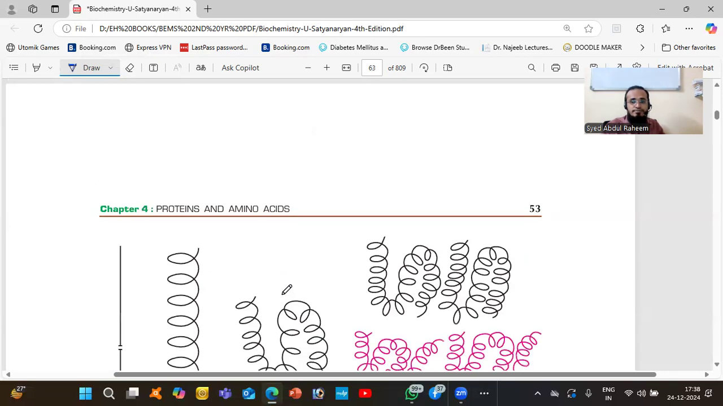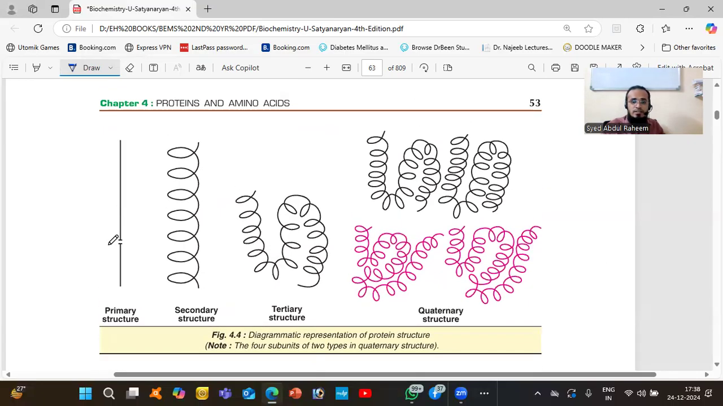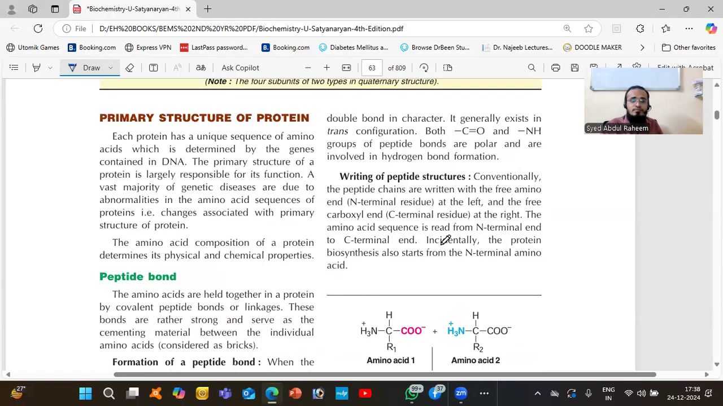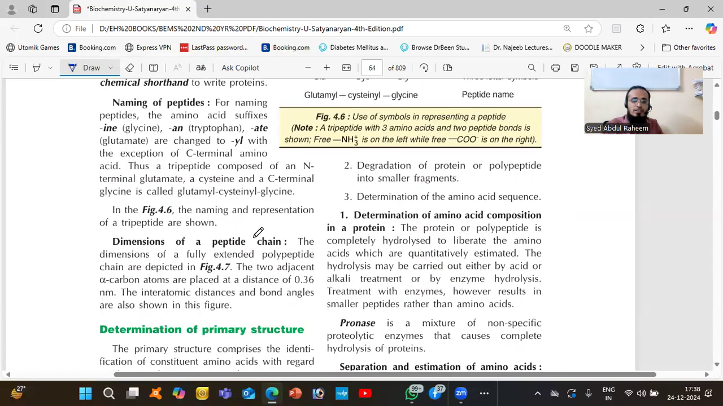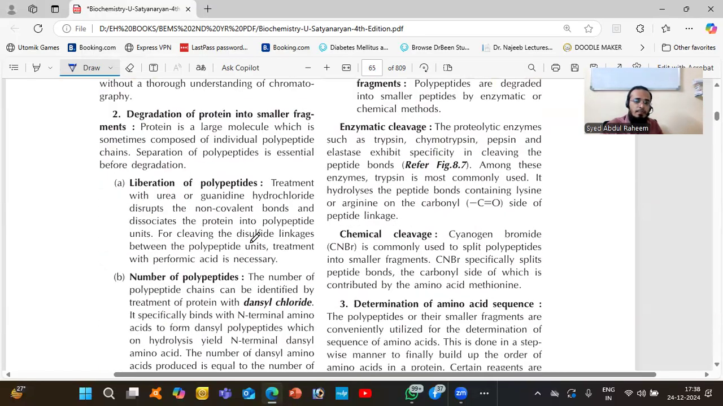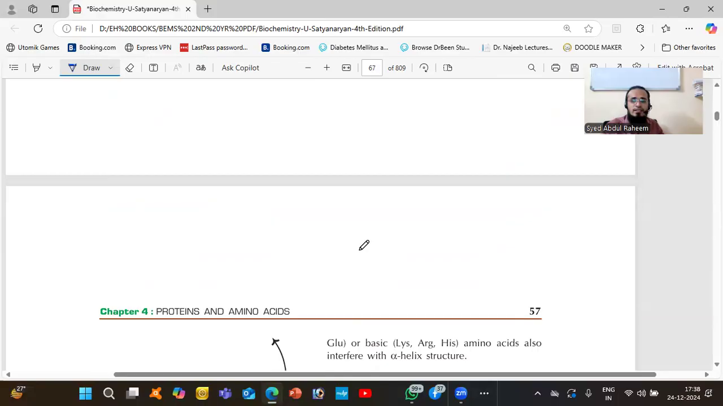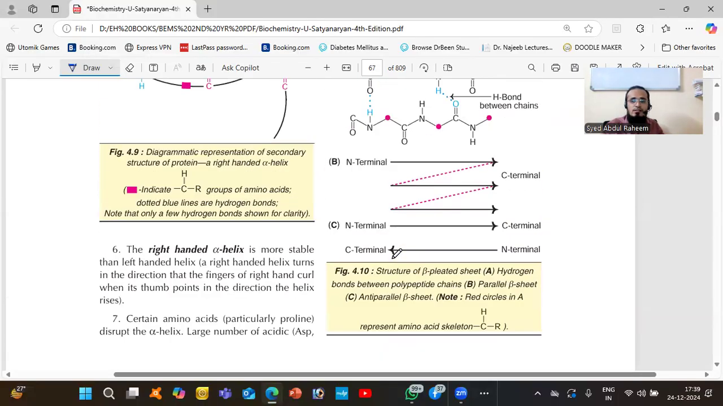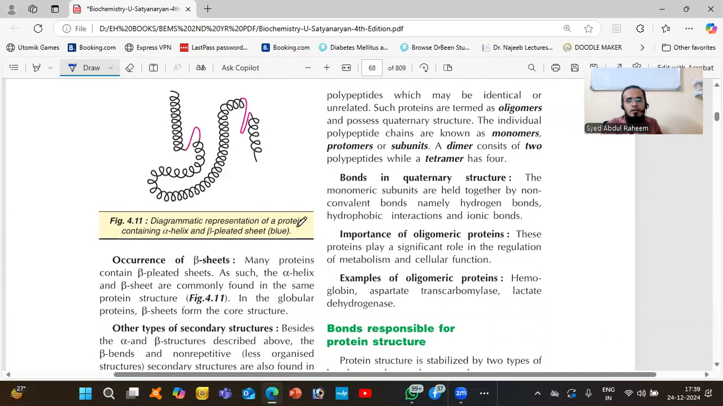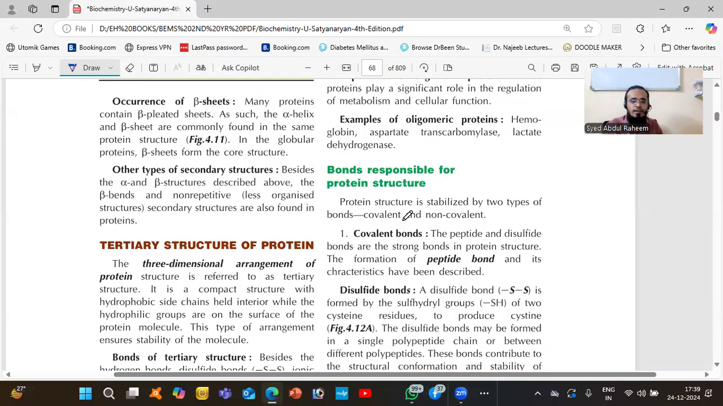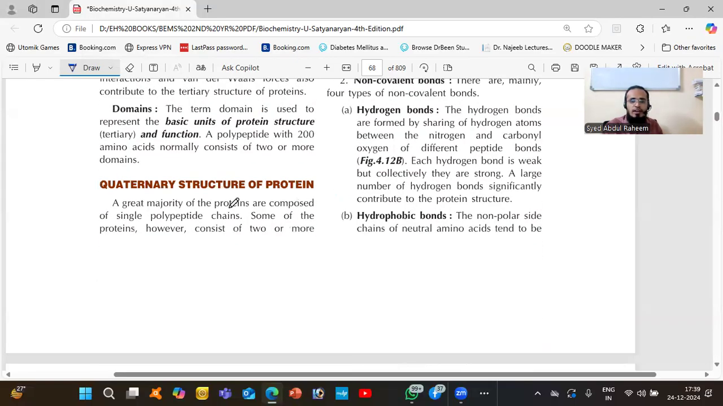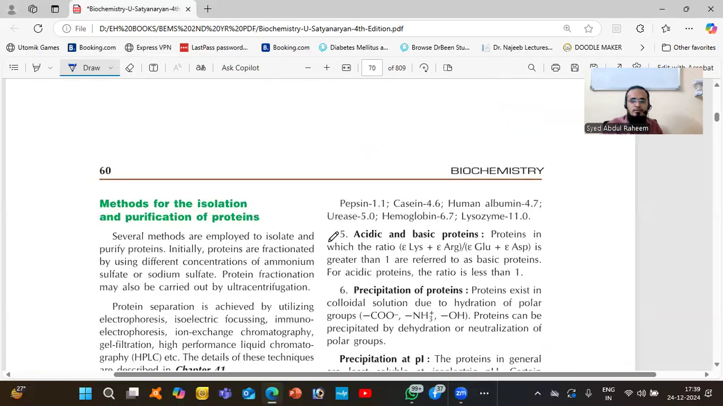Structure of proteins. These are the structures: primary structure, secondary structure, tertiary structure, quaternary structure. Primary structure of protein. All these structures are given. Secondary structure, helix, everything is given here. You can see that. This is the tertiary structure of protein, and the quaternary structure of protein.